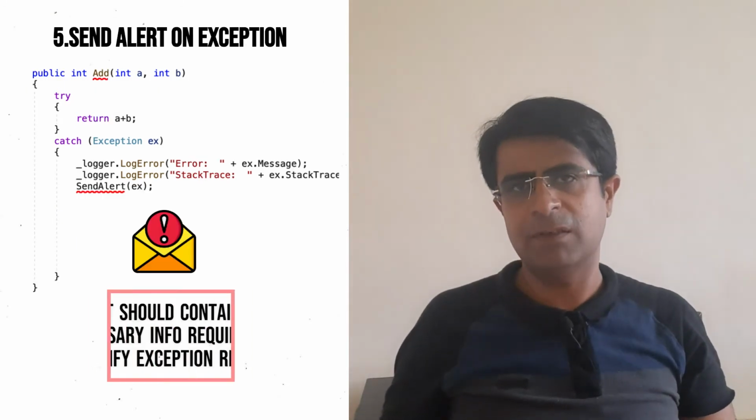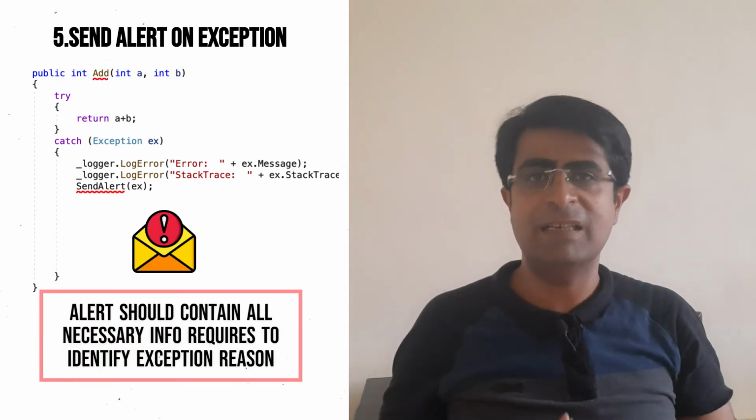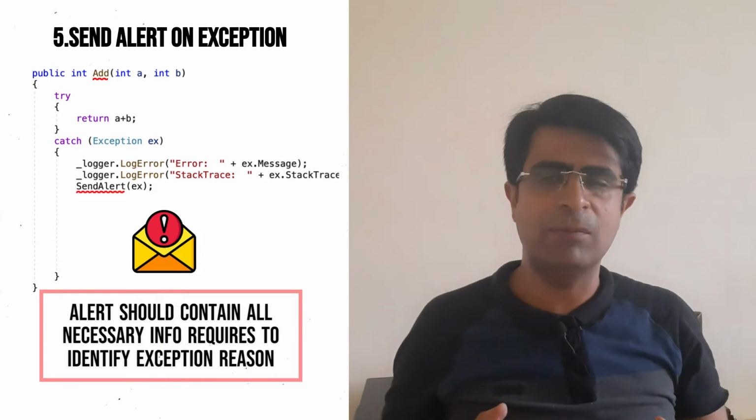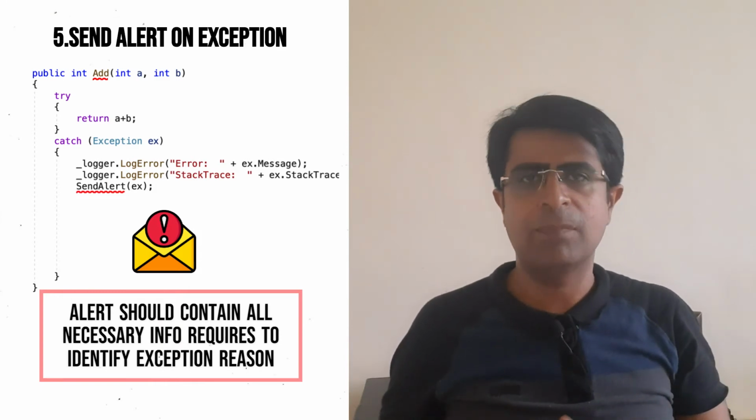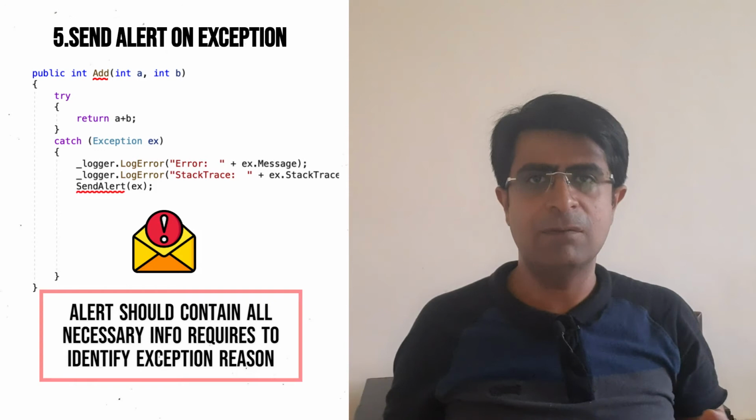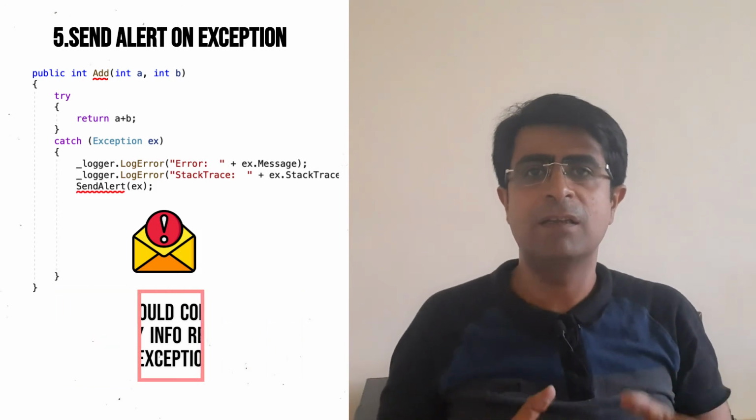Send alert on exception. Write some kind of alert which triggers when an exception occurs and send it to the respective team so they can check it immediately. The alert should contain all necessary details required for a developer to identify the reason for the exception.